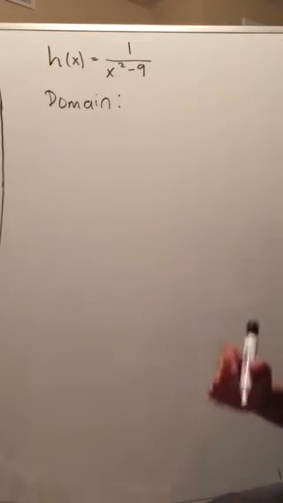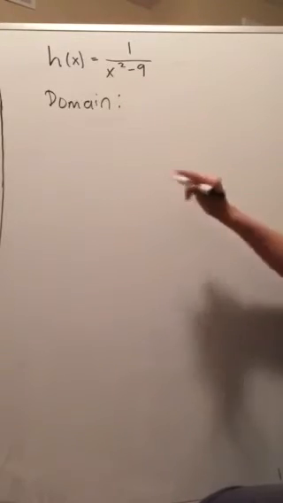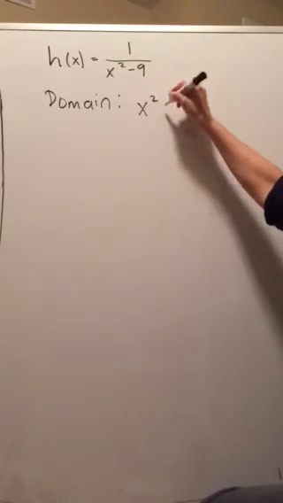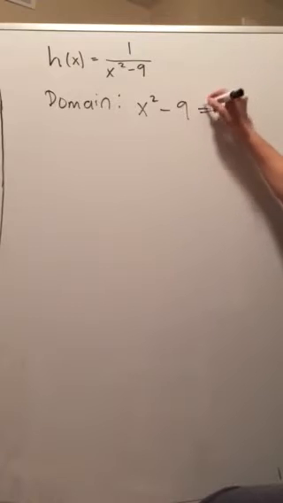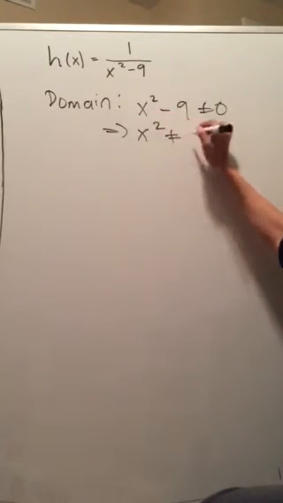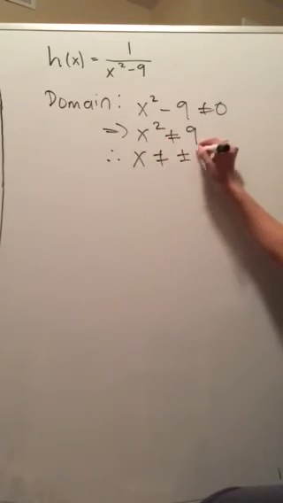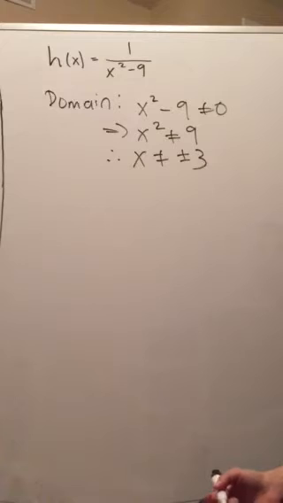The domain is simply going to be the set of all real numbers that are allowed to go into this function and will help us to output a real number instead of some kind of weird syntax error. So the domain, in this case, is going to be all x's that avoid division by 0. So x squared minus 9 may not equal 0. Solving this, of course, we get x squared cannot equal 9. Therefore, x cannot equal plus 3 or minus 3. So that was pretty simple.